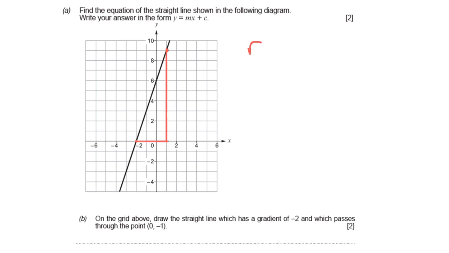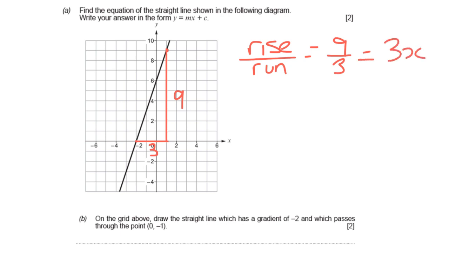So then I find my rise and I find my run from my right angle triangle. My rise is 9 and my run is 3. So we've got 9 over 3, which works out at 3x. So my equation would be y equals 3x, and then find where the line crosses the y-axis. And it crosses at positive 6.